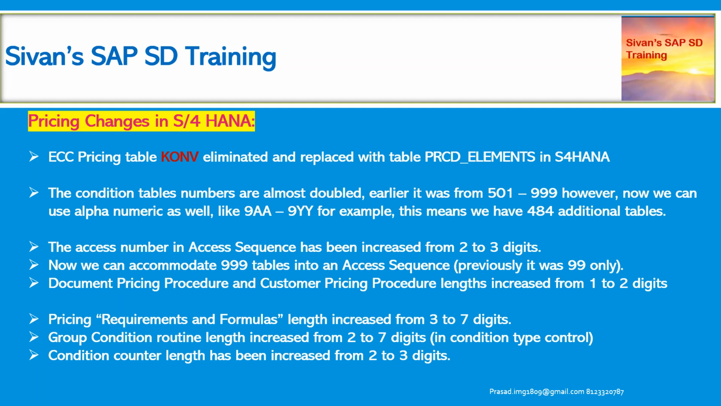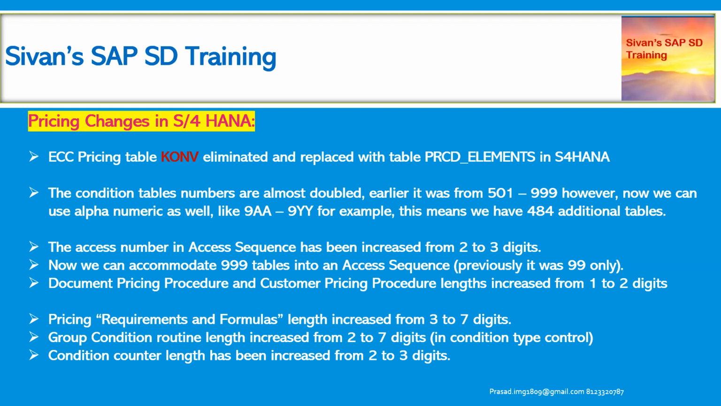The condition table numbers are almost doubled. Earlier, 501 to 999 was the free usage. Now we can use alphanumeric as well, that is from 9AA to 9YY, as an example. So now we will have an additional 484 condition tables to be used.